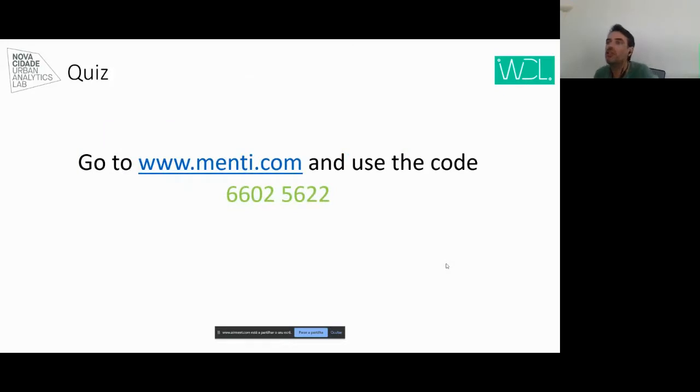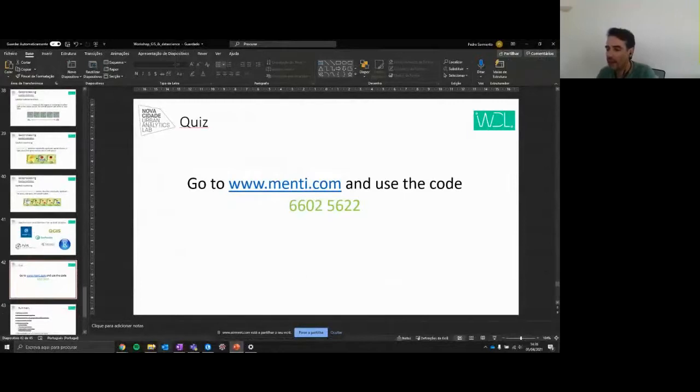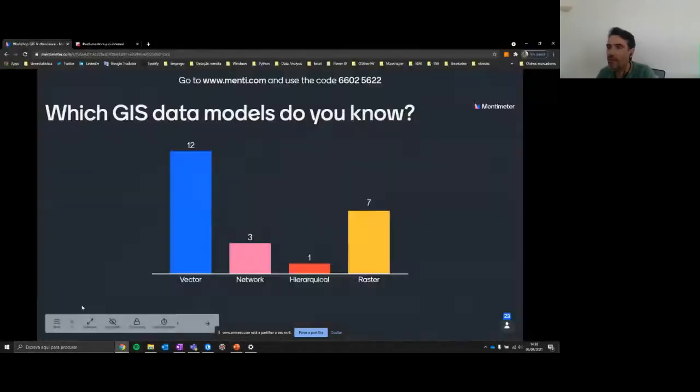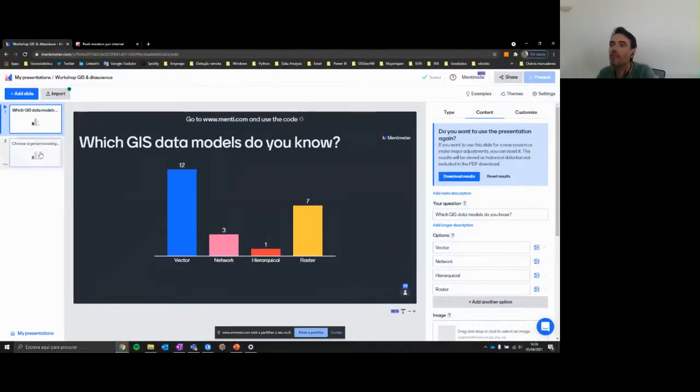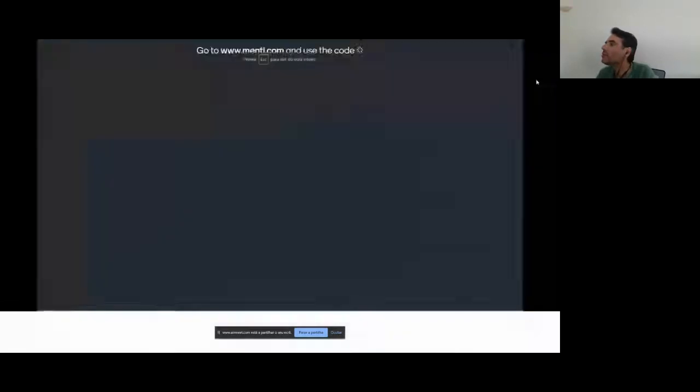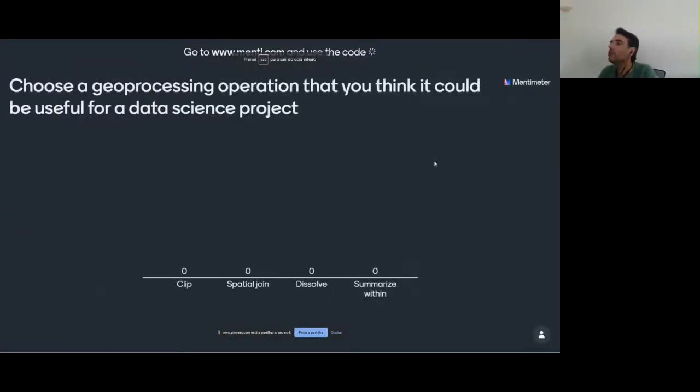I want now to ask you to go again to menti.com and use the code 66025622. And I want to ask you to choose a geoprocessing operation that you think could be useful for a data science project, for example.